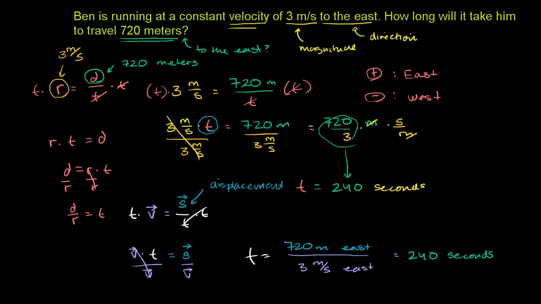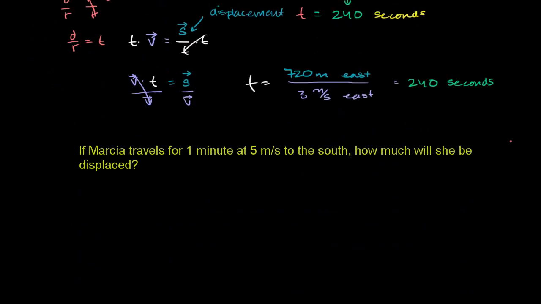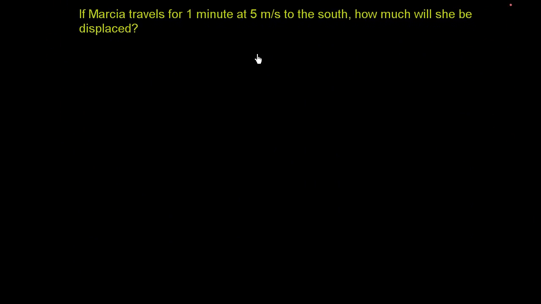Let's do one more example dealing with displacement, velocity, and time. So we have, if Marcia travels for 1 minute at 5 meters per second to the south, how much will she be displaced?